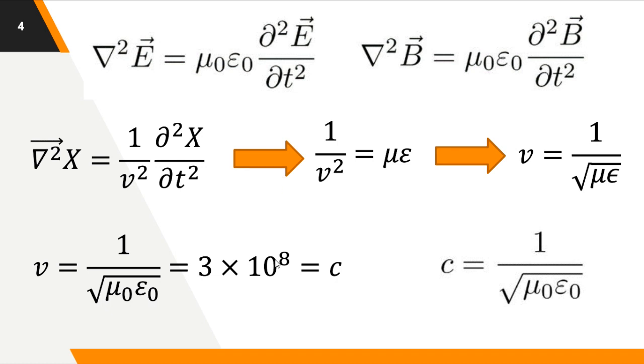Therefore it gives me an insight, or a hint: why can't I assume light to be an electromagnetic wave? Because the velocity with which the light wave propagates is 3 into 10 to the power 8, and the velocity with which the electric and magnetic field disturbance propagates is also the same.